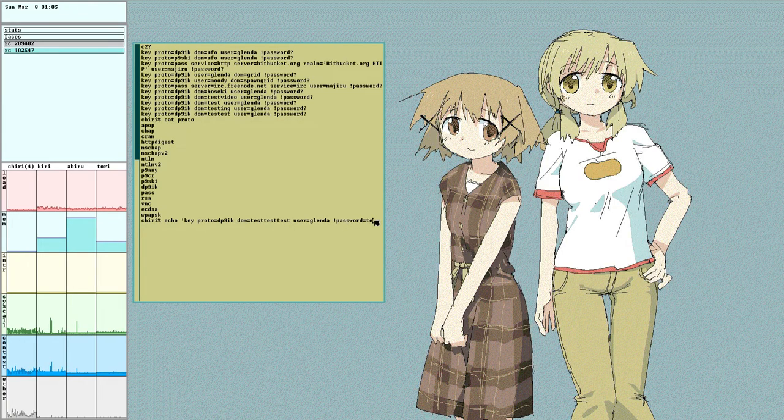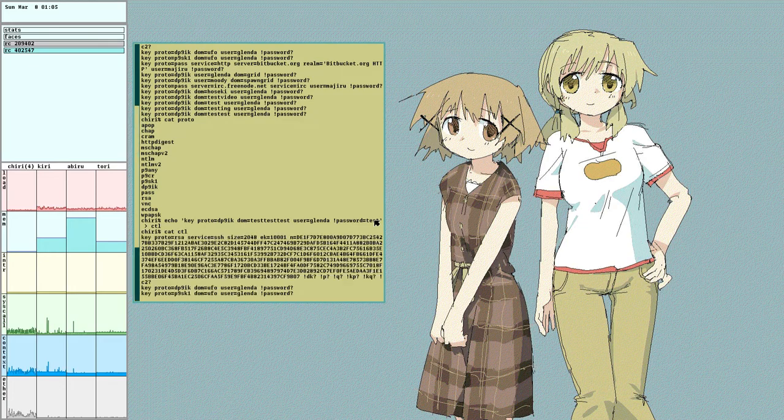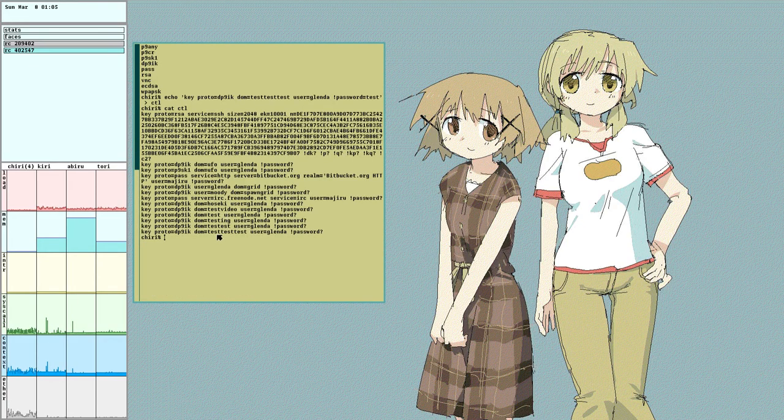Set the password to test. I do have to wrap it in quotes or else rc will interpret the equal signs as variable assignments, and we'll set that to ctl. And if we cat ctl now, we'll see that my new key value pair test is now in there, and likewise the password is not shown even though it was defined here.